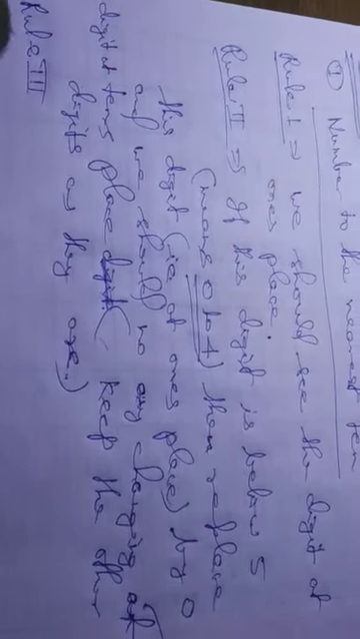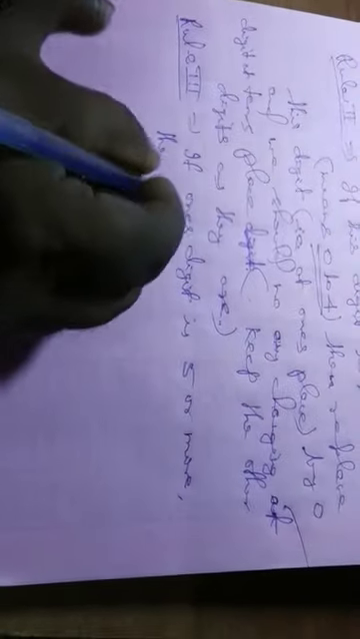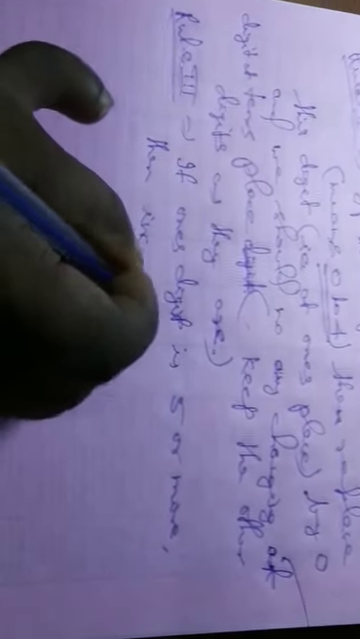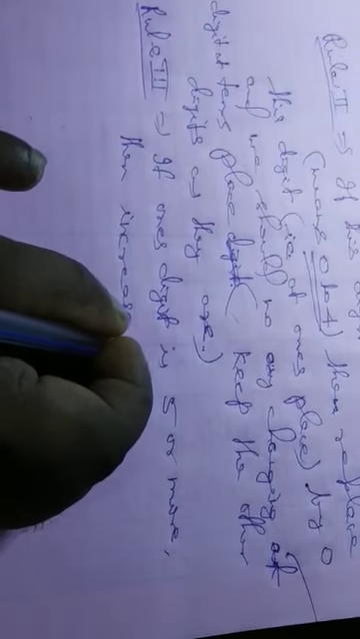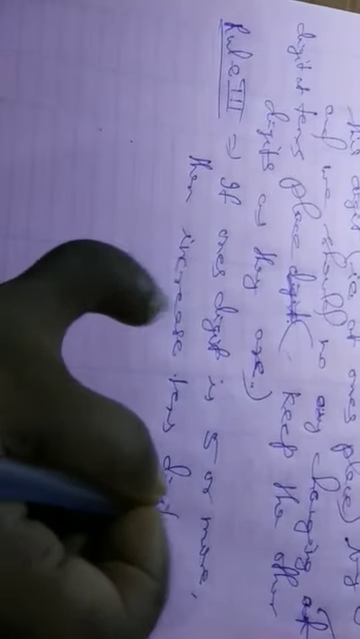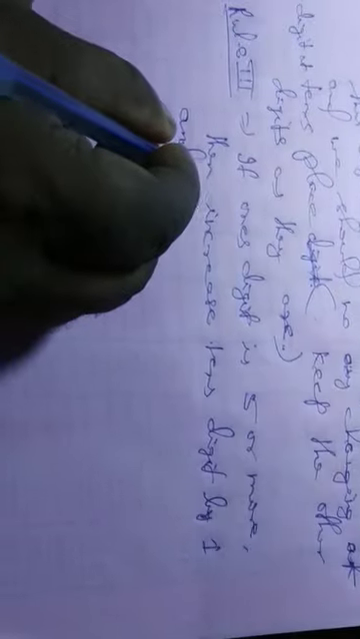Now, rule number 3: if the one's digit is 5 or more, then increase the tens digit by 1 and replace the one's digit by 0.